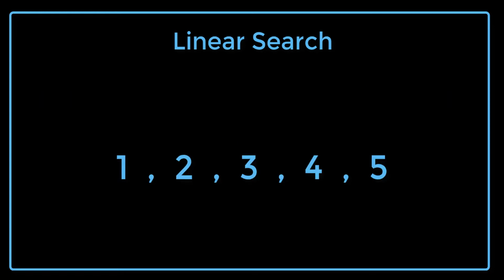Pretend we have a list of integers 1, 2, 3, 4, and 5. We will use a linear search to find element 3. First, we will check the first element in the list, which is 1. Since 1 is not 3, we move on to the second element in the list, which is 2. Since 2 is not 3, we move on to the third element in the list, which is 3. Now that we have found 3, the linear search algorithm stops executing.